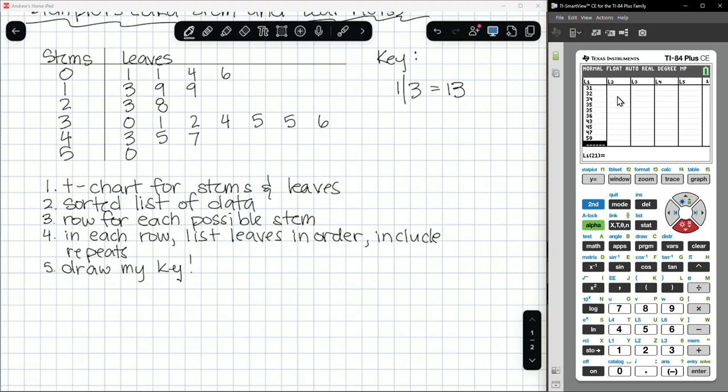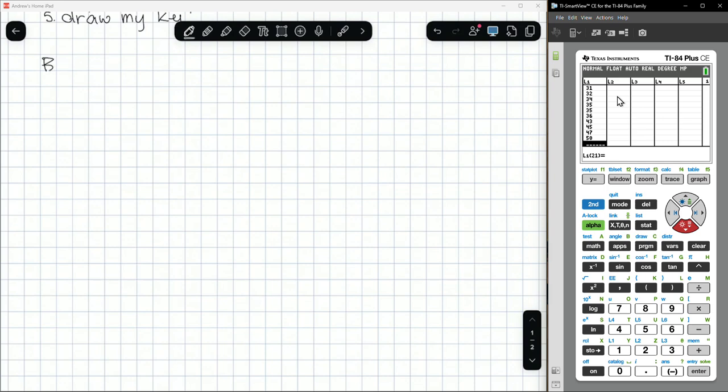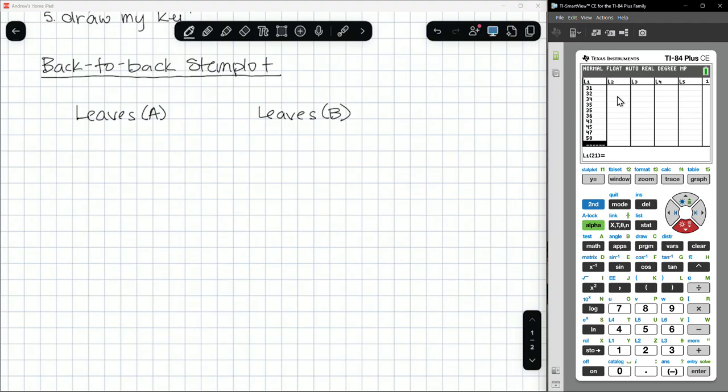Sometimes we use these to compare data sets. So if I had two different data sets, I could do what's called a back-to-back stem plot. What a back-to-back stem plot does is it puts the leaves for group A on one side, and then it puts the leaves for group B on the other, and then it puts the common stems in the middle.